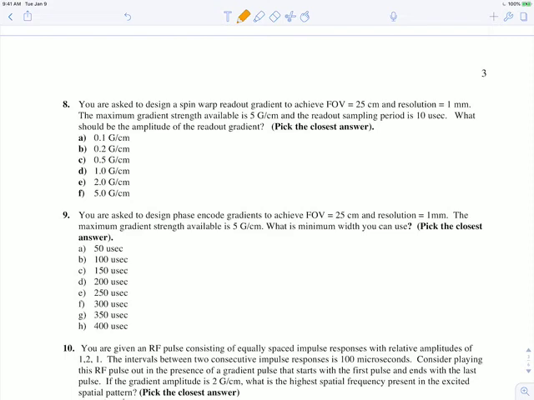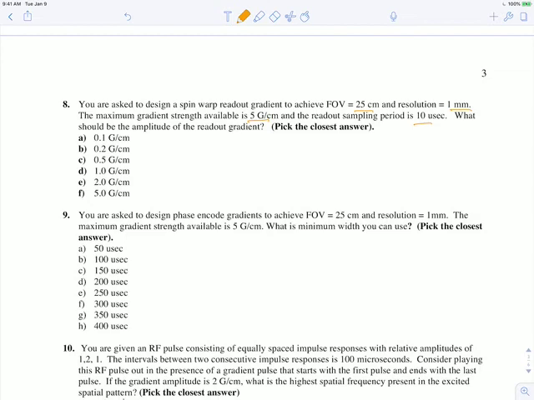You're asked to design a spin warp readout gradient to achieve a FOV of 25 centimeters and a resolution of 1 millimeter. Maximum gradient strength is 5 Gauss per centimeter. The sample period is 10 microseconds. What should be the amplitude of the readout gradient?